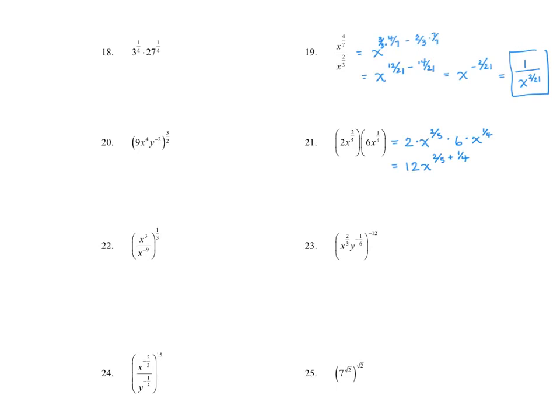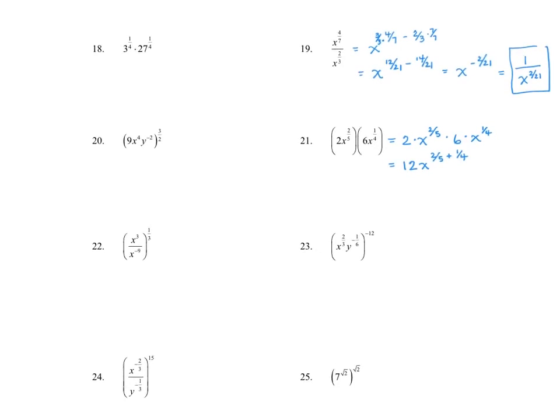And again, I'll need a common denominator, and the least common denominator between 5 and 4 is 20. So I'll multiply 2/5 by 4/4 and 1/4 by 5/5 and end up with 12 times x to the 8/20 plus 5/20. And when I combine those, I get 12 times x to the 13/20.